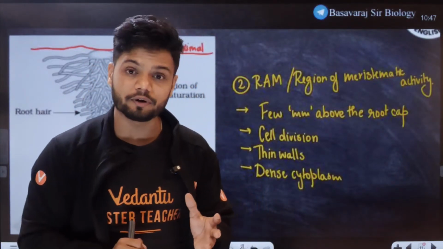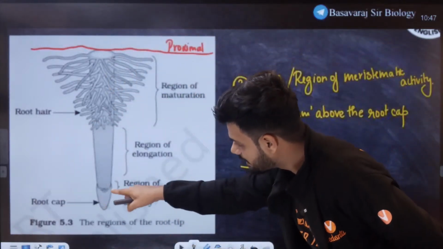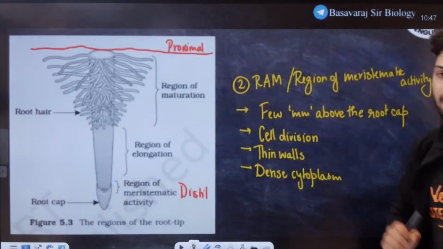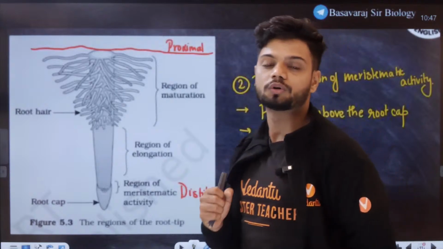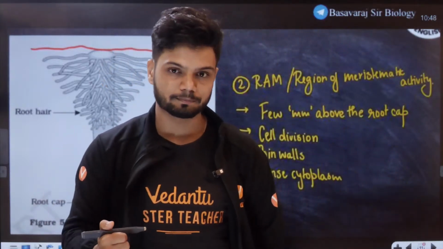For example, students, can you see this thimble-like structure here? This thimble-like structure is called the root cap. Now you might ask me, sir, what is the main function of the root cap?